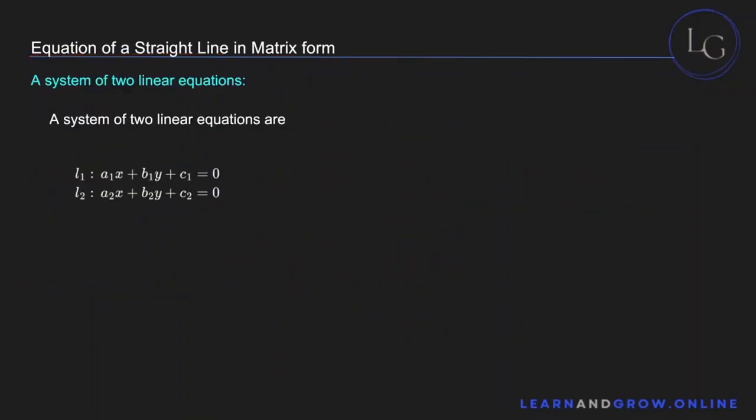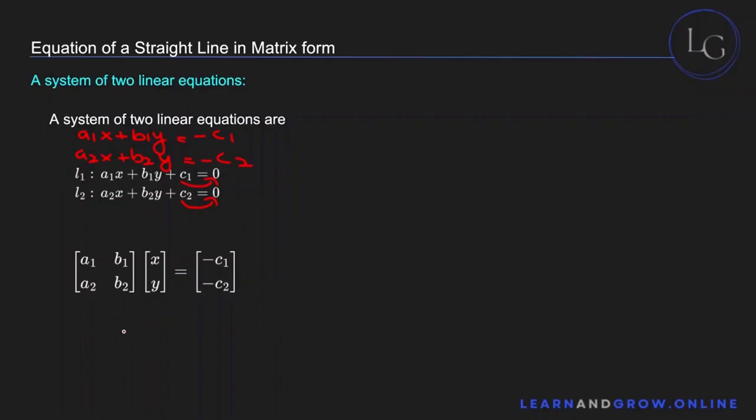Now, let's look at a system of 2 linear equations. Now again, the first thing is take the C1 to the right hand side, it will become minus C1. Take the C2 to the right hand side, it will become minus C2. So basically what that means is A1x plus B1y is equal to minus C1, and A2x plus B2y is equal to minus C2. And look at this. This is the 2 cross 2 matrix A1 B1, and that will be multiplied with x y, right? And A2 B2 also multiplied with x y.